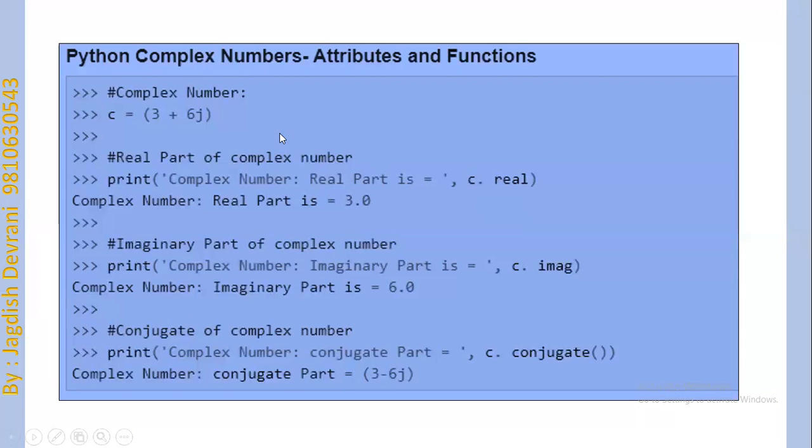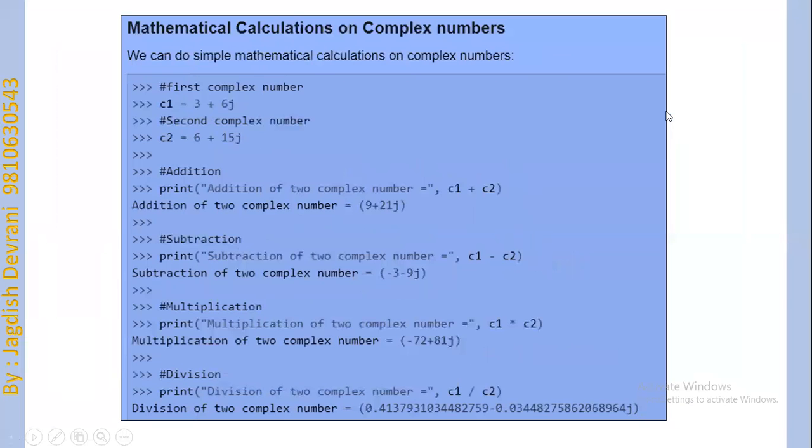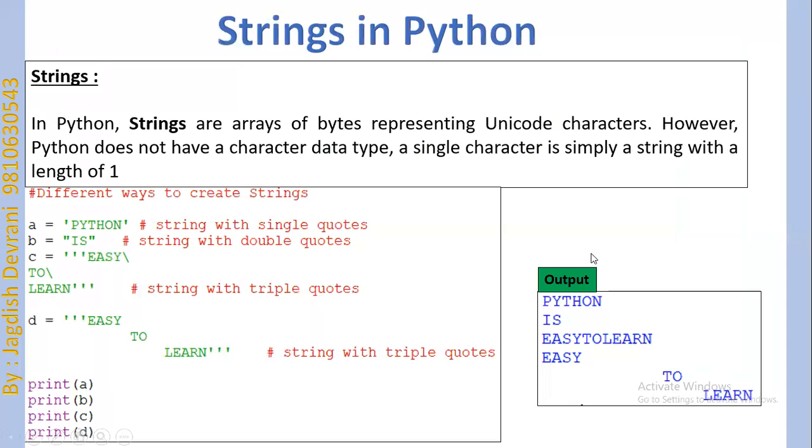Some attributes and functions of the complex numbers are real, imaginary, and conjugate. We already know about that. The real part is going to give me the real part, and imaginary is going to give me the imaginary part. The conjugate of the number is basically just the opposite sign of the imaginary part of the number given here. When I say C equal to 3 plus 6J, the conjugate of this will be 3 minus 6J, something like this. Then some mathematical calculations can be done on complex numbers. We'll be talking about those later on.